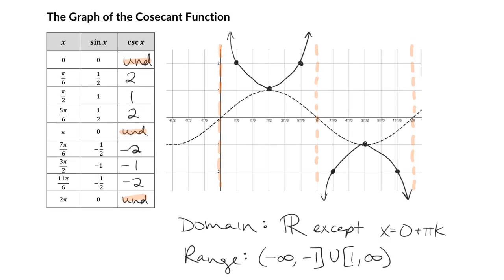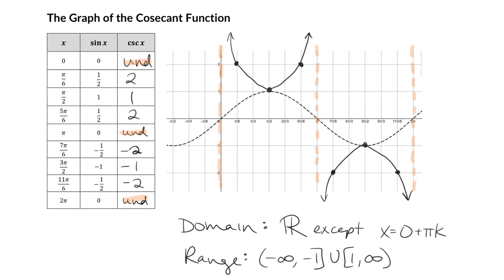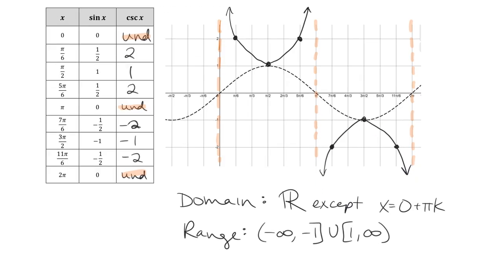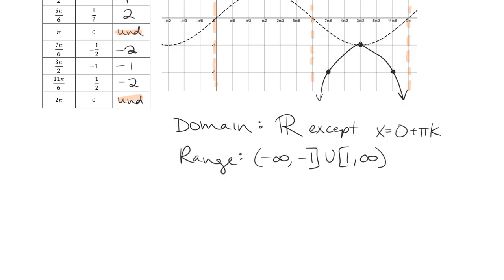Looking specifically at the cosecant, so ignore the dashed line for sine, looking only at the actual cosecant graph. What are the zeros of the cosecant graph? Does this curve ever actually touch the x-axis? No, so the cosecant function has no zeros at all.